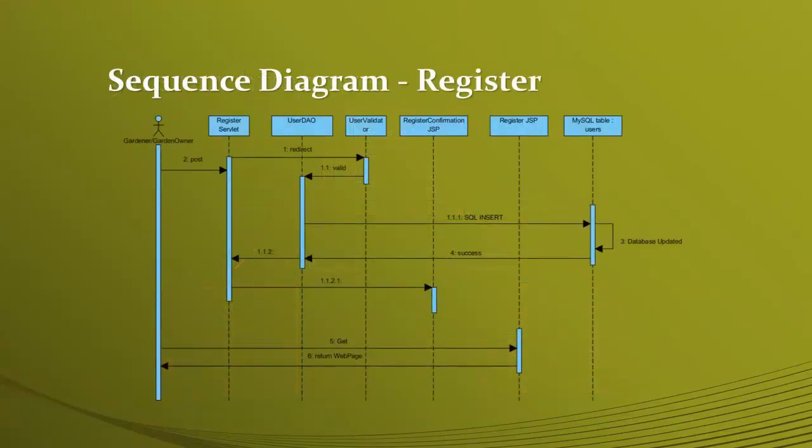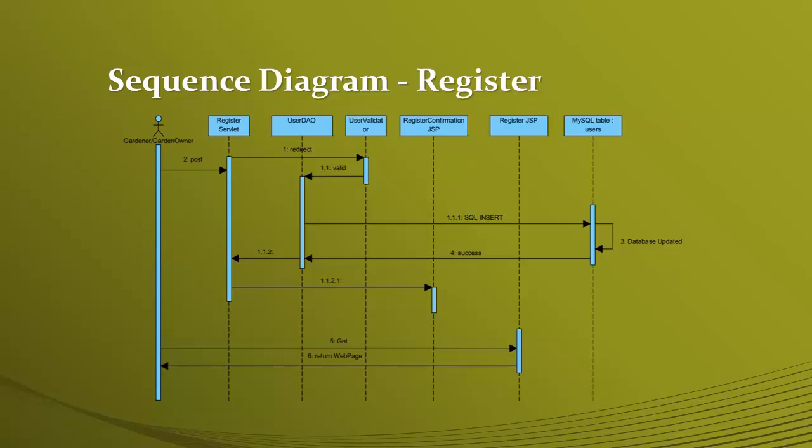In this sequence, the user submits their details to the register servlet. The servlet redirects to the user validator class, which tells if the data was valid. If the data was valid, the information is sent to the MySQL database where a new user record is inserted.